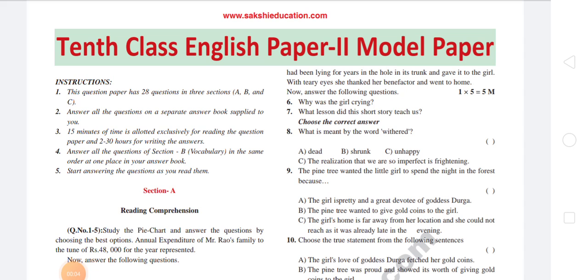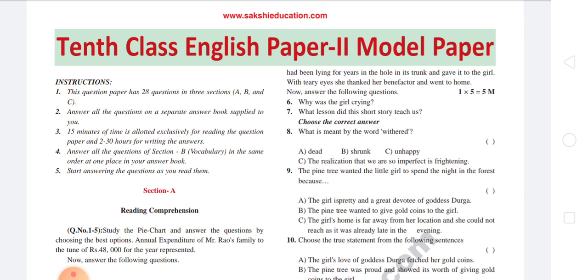In this video we are going to discuss our English paper 2 model paper. In the previous video we discussed our English paper 1 model paper. English paper 1 contains up to 35 questions, the question paper is for 50 marks, and the time duration is 2.45 minutes. Already we discussed that, and now we are going to discuss the English paper 2 model paper.